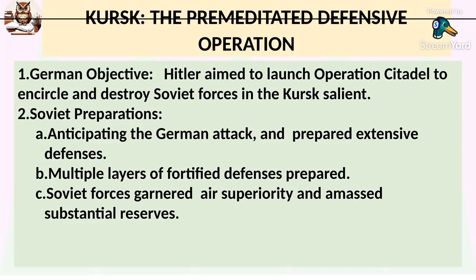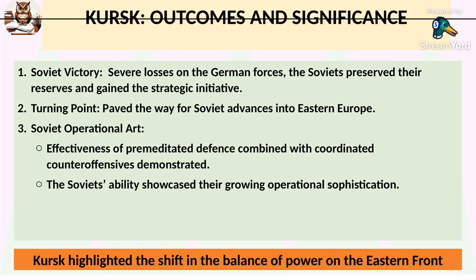Simultaneously, the Battle of Prokhorovka, one of the largest tank battles in history, halted the German advance in the south. Exhausted German forces were eventually overwhelmed by the fresh Soviet reserves. The battle inflicted severe losses on the German forces, marking the end of their offensive capabilities on the Eastern Front. Kursk demonstrated the effectiveness of premeditated defenses, strategic deception, and coordinated counteroffensive.